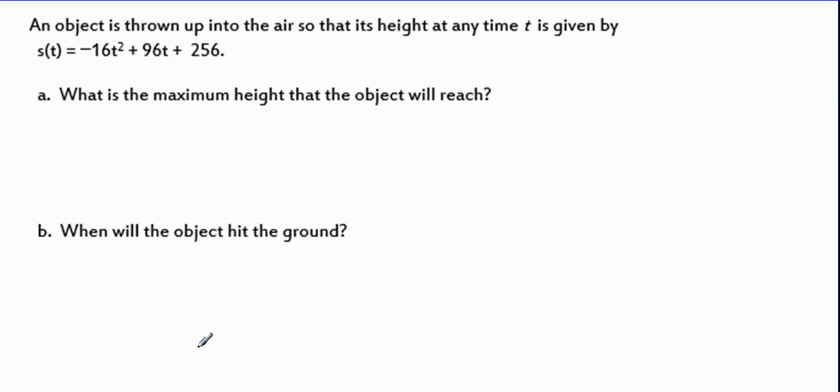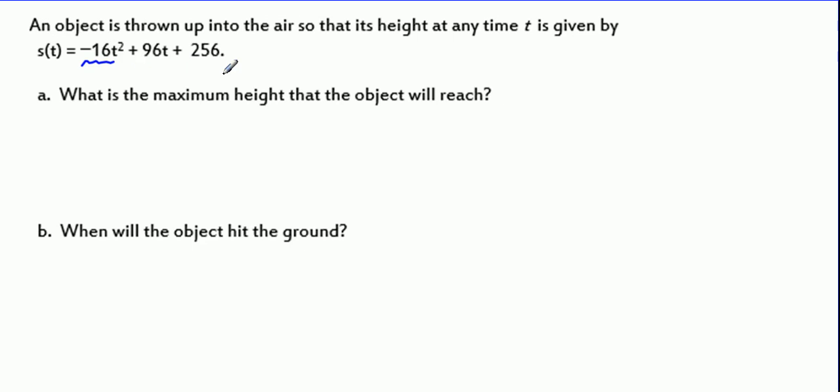Alright, in this video we're going to revisit a classic problem that we're going to use calculus to go a little bit further with. We're going to look at this projectile motion problem. And there is some actual meaning behind some of the numbers here. When you take a physics class, you'll learn that the negative 16 is related to the acceleration due to gravity. You'll learn that this 96 represents an initial velocity and the 256 represents the initial height. Those are all things that we can learn and memorize and deal with here.